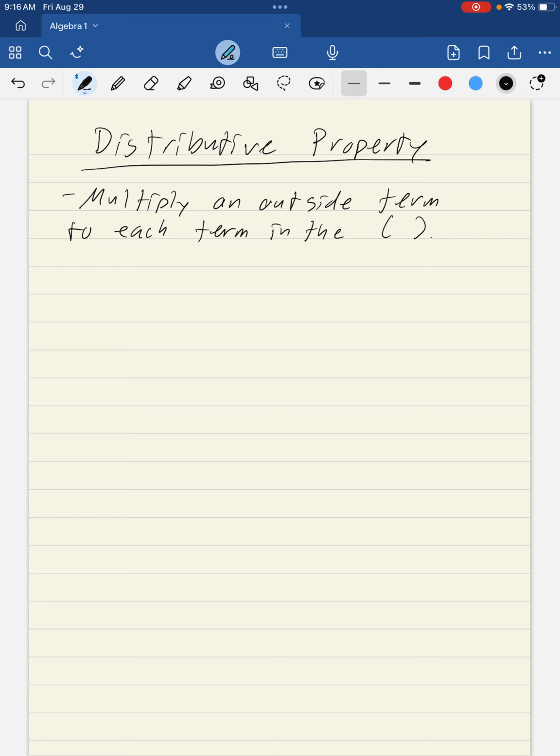So how this looks is we can go 7 times x plus 2 in the parentheses. And all we're going to do is take this outside term and multiply it to everything inside the parentheses. Okay, everyone needs a 7. It's like at your birthday party. Everyone gets a piece of cake or ice cream or pie or whatever you're having. So 7 times x is 7x. 7 times 2 is 14. And that, my friends, is as far as we can get in this particular problem. Boom, done. So that's the concept.